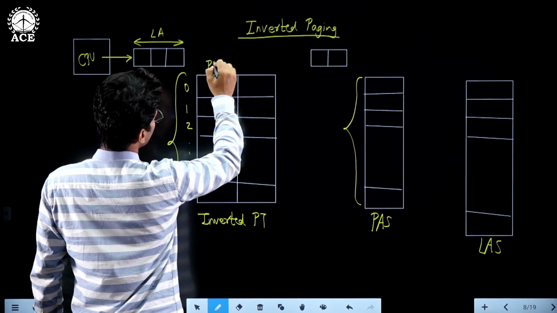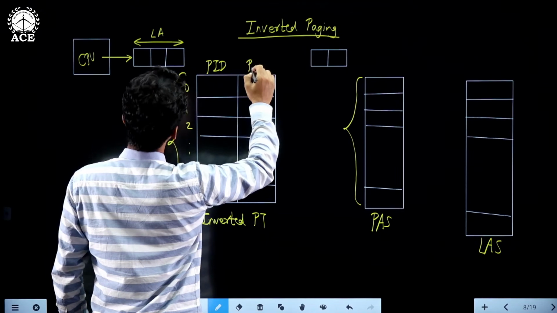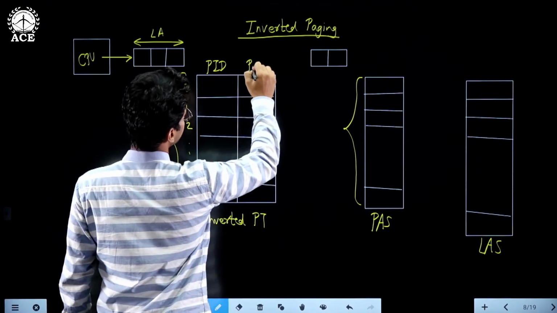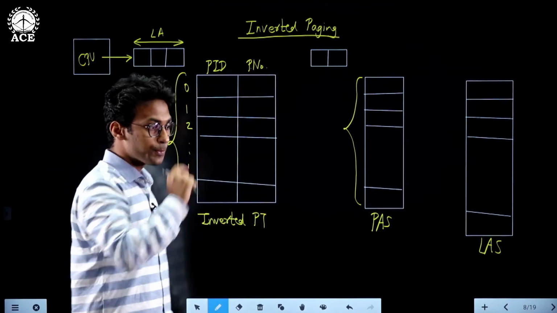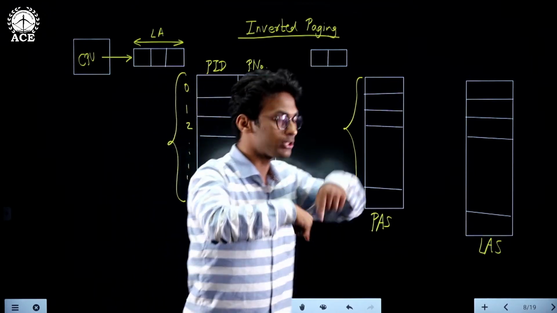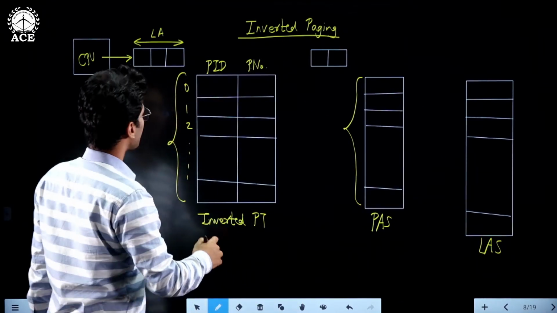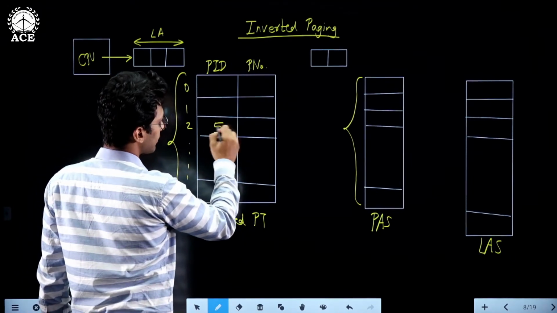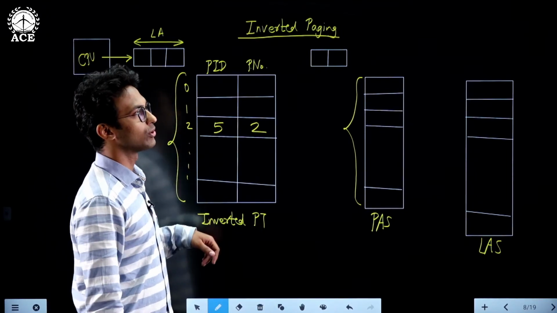Process ID, PID, and page number. That process can be divided into multiple pages. Which process you want to refer to, and within that process which page number you want to refer to, that information is stored here. Are you getting it? Let's say you want to refer to process 5 page number 2, just for the sake of example. Process 5 page number 2 you want to refer.